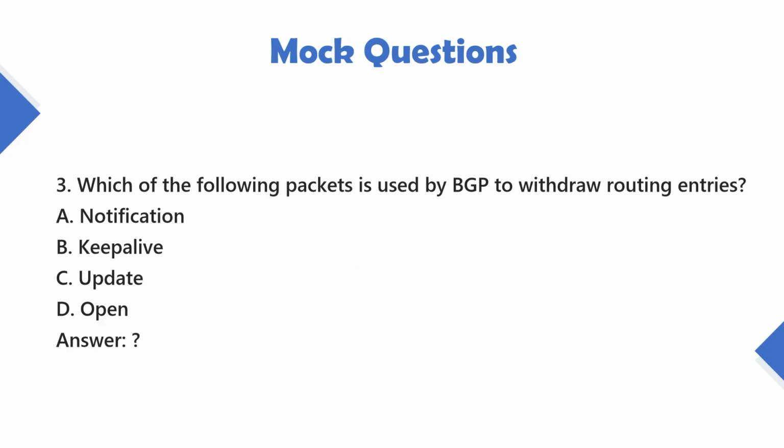3. Which of the following packets is used by BGP to withdraw routing entries? A. Notification. B. Keepalive. C. Update. D. Open.